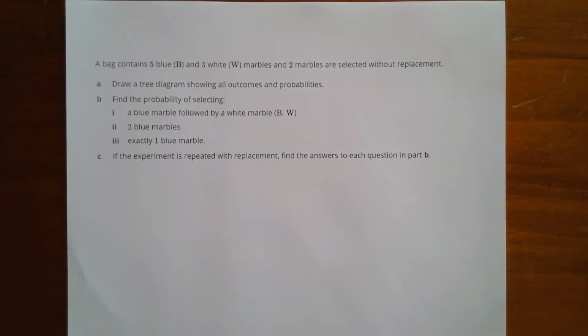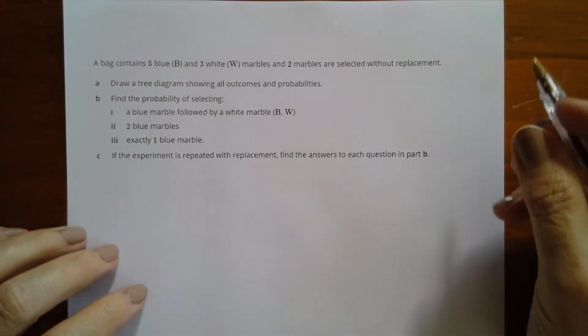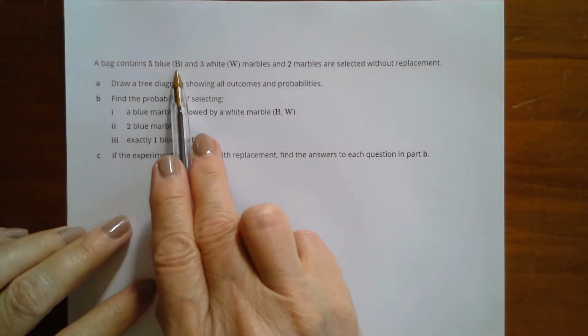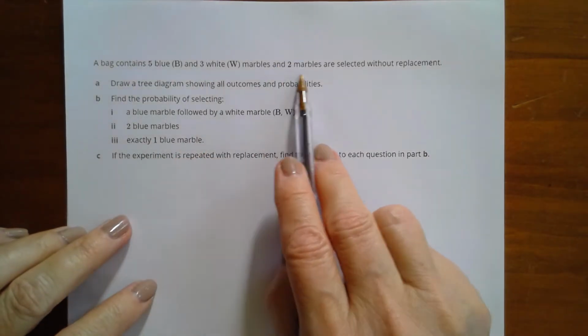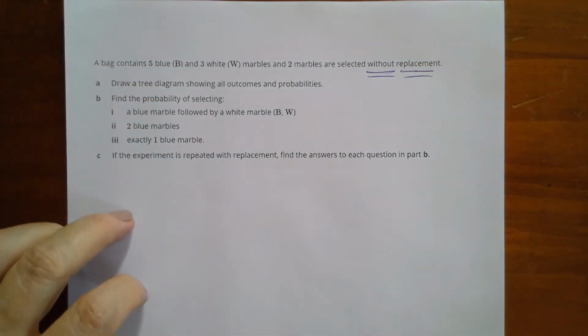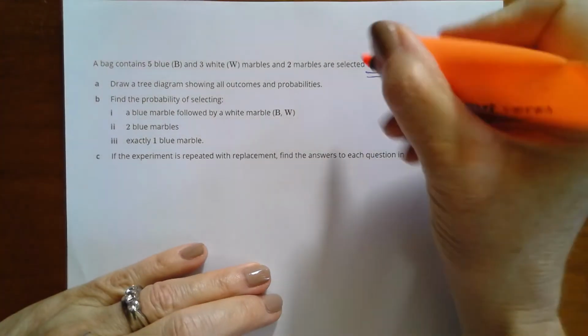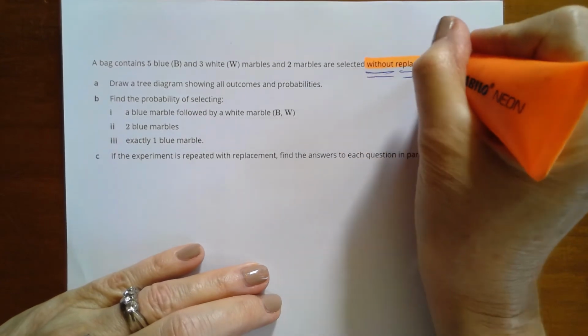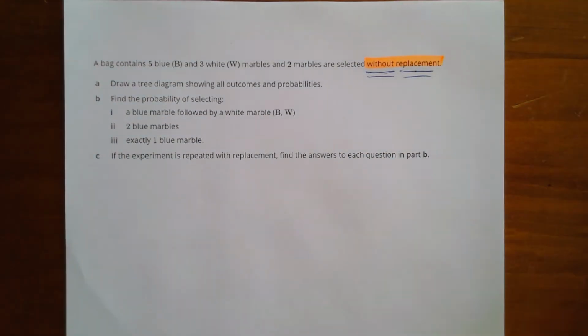Okay, girls, we're going to really concentrate on tree diagrams here. It says a bag contains 5 blue and 3 white marbles, and 2 marbles are selected without replacement. This is a super big idea, so I want you to highlight it. Without replacement. Big idea.